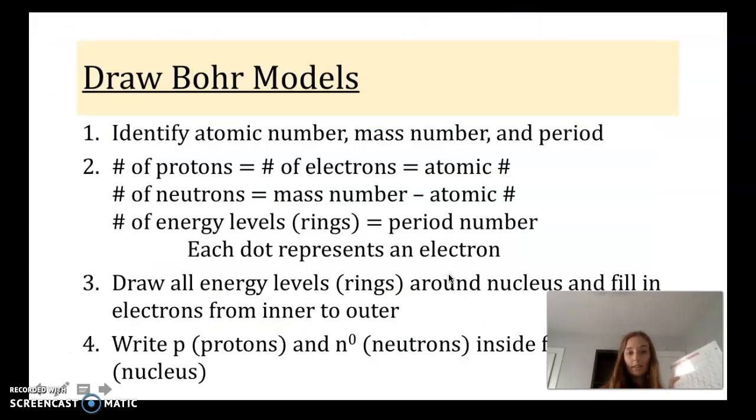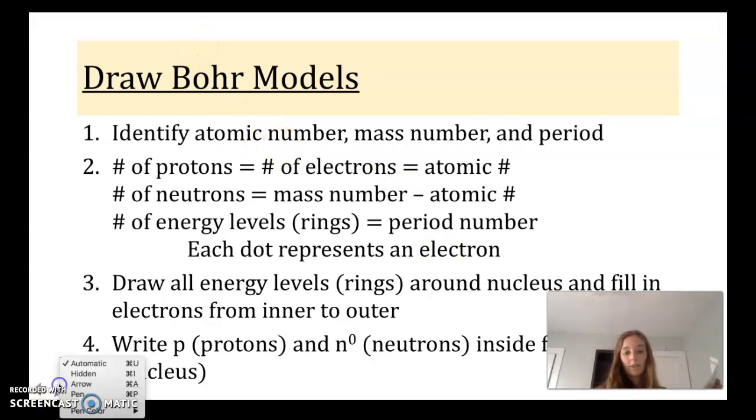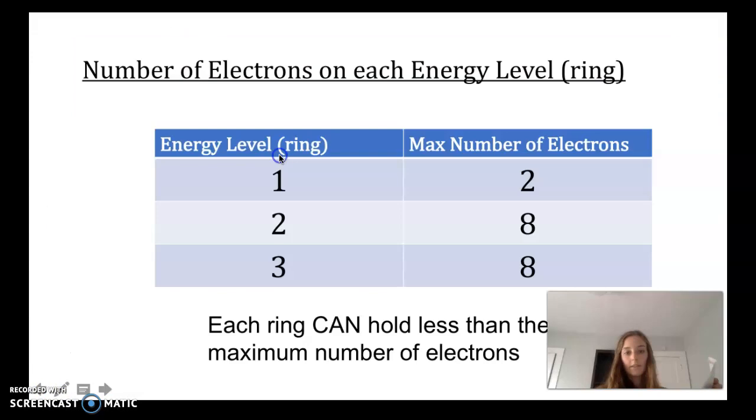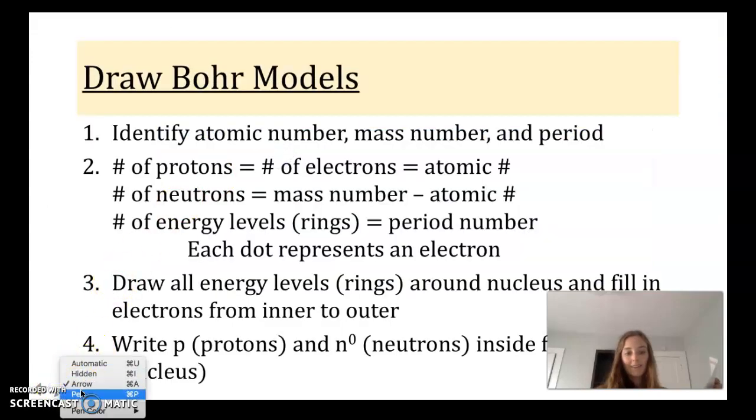Now, if oxygen is next, I find oxygen on the periodic table of elements. I identify the atomic number for oxygen, which is 8. So my atomic number is 8. My mass number I see is 15.99 as the average atomic mass, so I'm going to round that to 16. And then the period, it is in the second period. So to figure out my number of neutrons, I'm going to do the mass number minus the atomic number. So 16 minus 8 would mean that it has 8 neutrons.